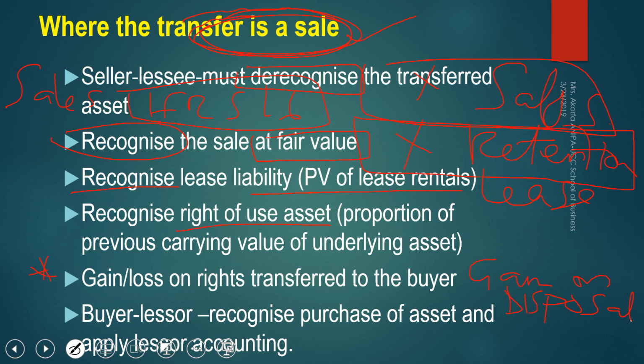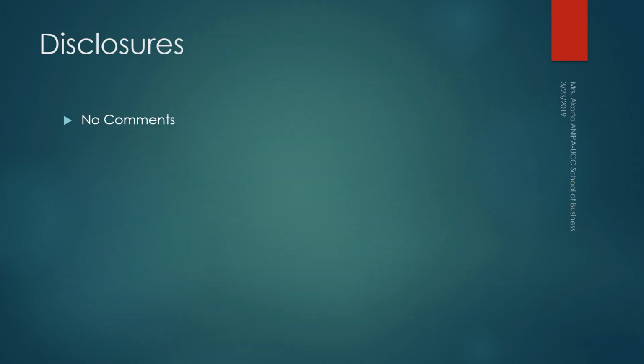And then the buyer-lessor will recognize the purchase of the asset and apply lessor accounting. So we first of all recognize the asset as having been bought, and then we'll apply lessor accounting to account for it, of course, as a finance lease, because as you can see, the lessor doesn't need the asset, so it will be a finance lease. All right. So that will be it. What we'll do next is to take a question to illustrate this further.